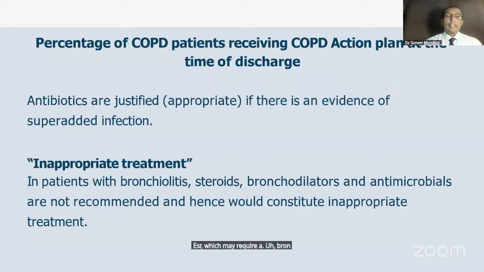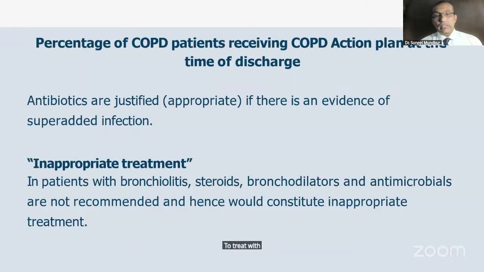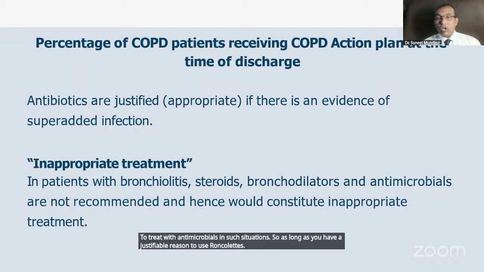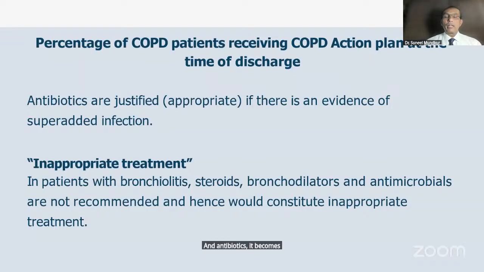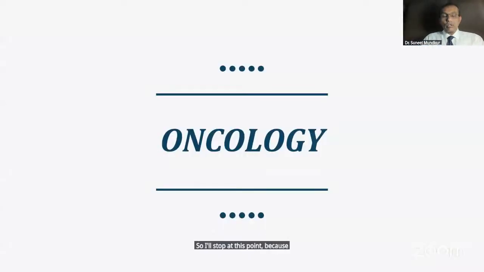And if you have definite evidence of secondary bacterial infection, of course, there is no way to say that it is inappropriate to treat with antimicrobials in such situations. So as long as you have a justifiable reason to use bronchodilators and antibiotics in bronchiolitis, it becomes appropriate treatment, so it becomes a part of the numerator that you have treated appropriately. I'll stop at this point because there are a lot of controversies on that.